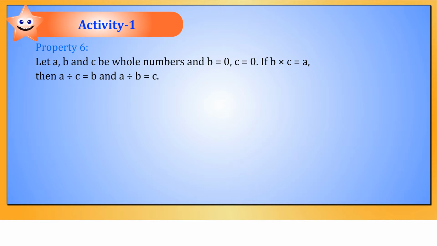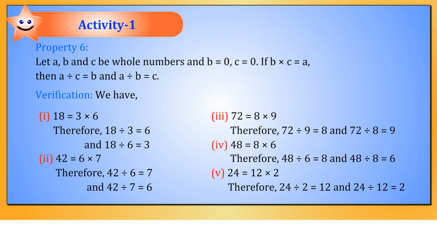Second, 42 equals 6 into 7. Therefore 42 divided by 6 equals 7 and 42 divided by 7 equals 6. Third, 72 equals 8 into 9. Therefore 72 divided by 9 equals 8 and 72 divided by 8 equals 9.